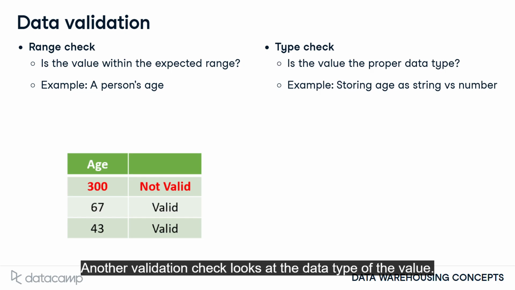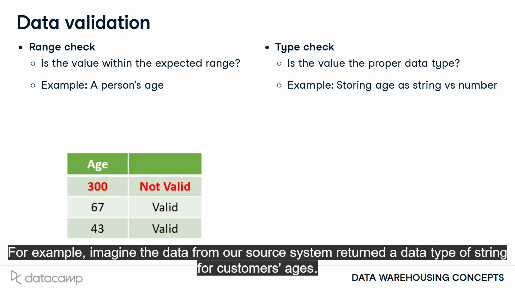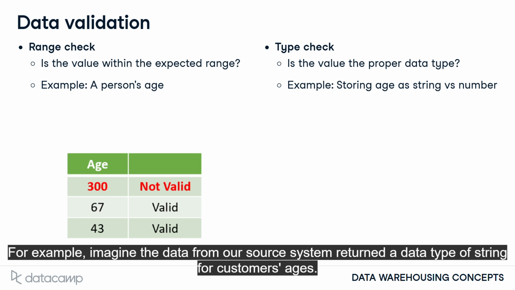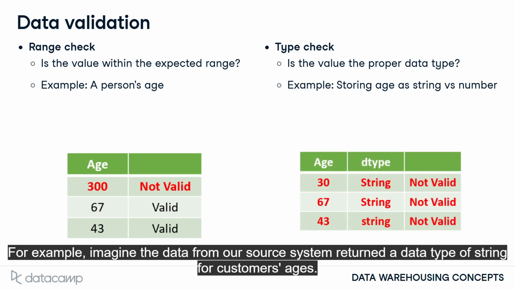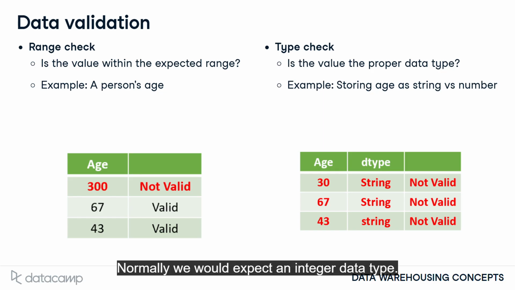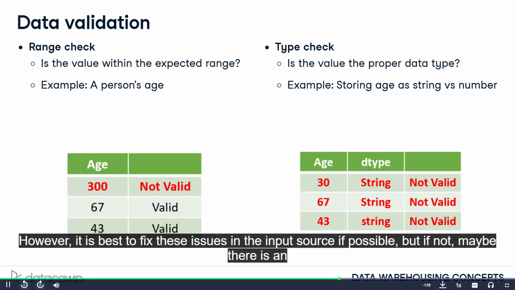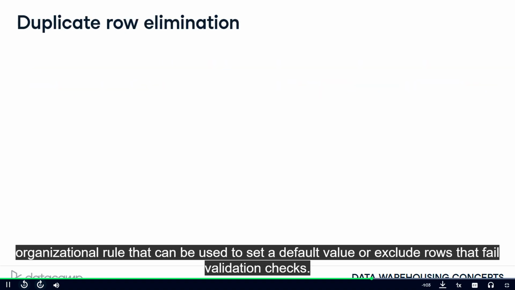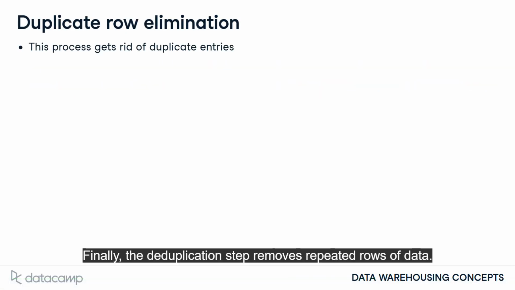Another validation check looks at the data type of the value. For example, imagine that the data from our source system return a data type of string for customers' ages. Normally, we would expect an integer data type. Therefore, the type check will fail. However, it is best to fix these issues in the input source if it can be used. Finally, the deduplication step removes repeated rows of data.